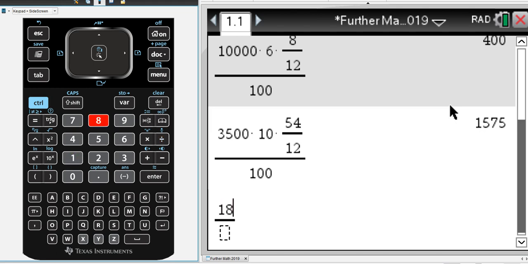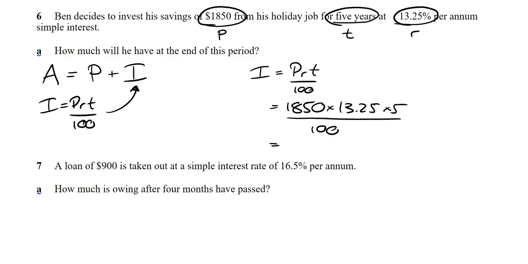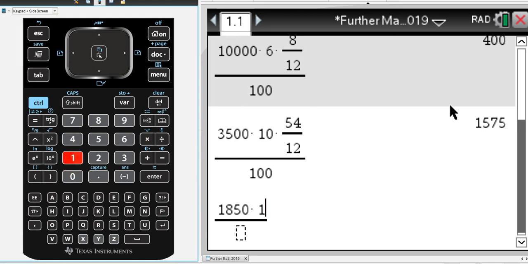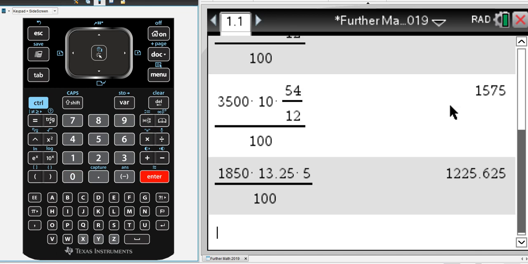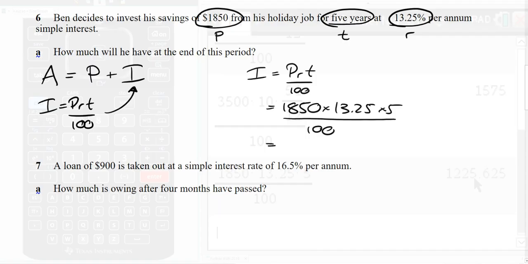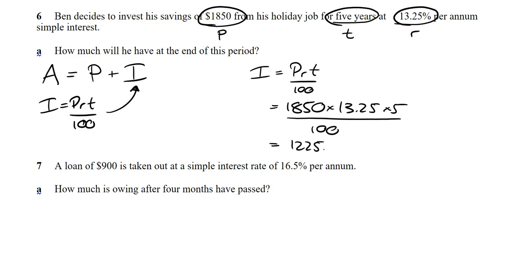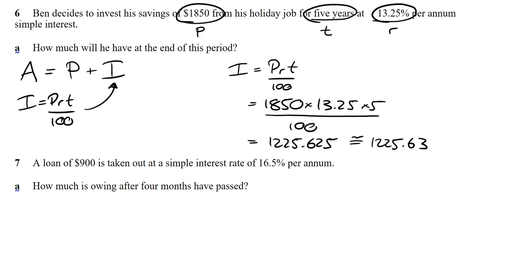We got 1850 times 13.25 times 5 over 100. So the interest he earned was 122.5625. Now because this is financial maths, that is always going to get rounded to 2 decimal places. So that's $122.63. To find out the amount that he has, we take the principal plus the interest.